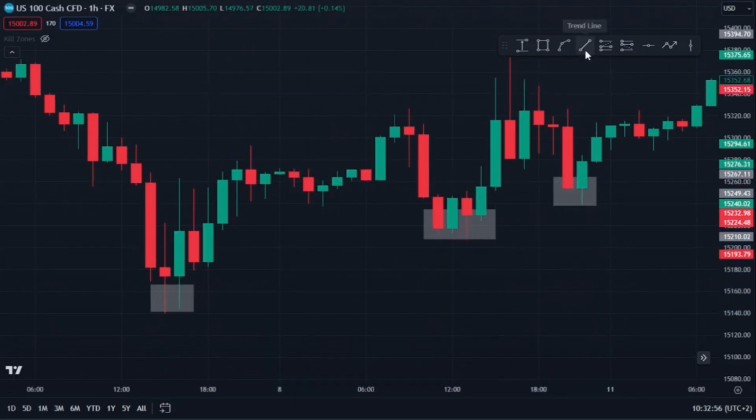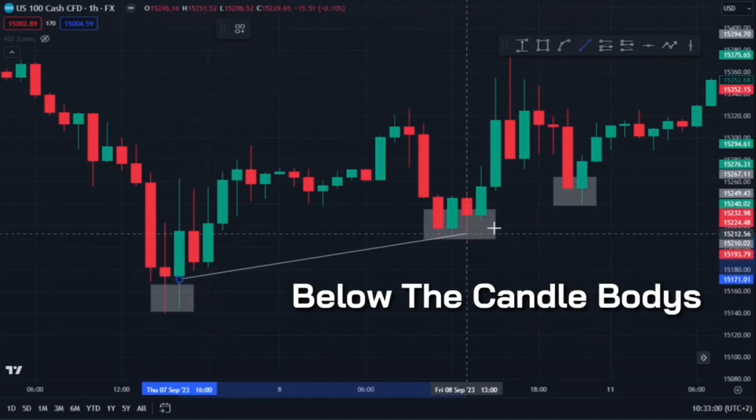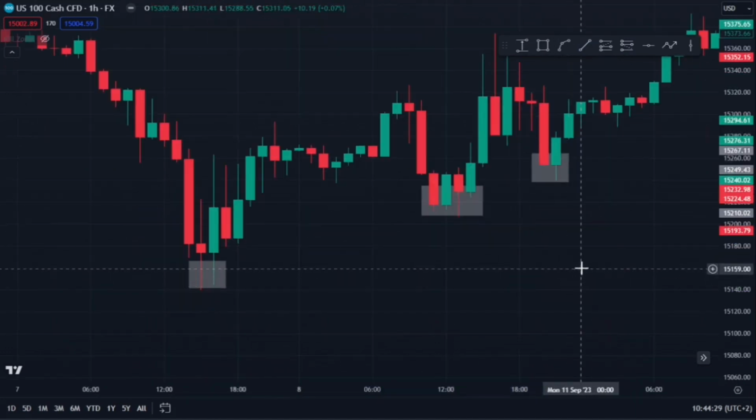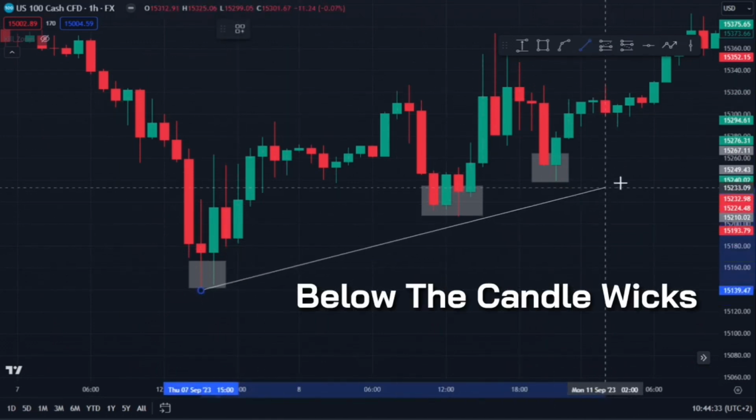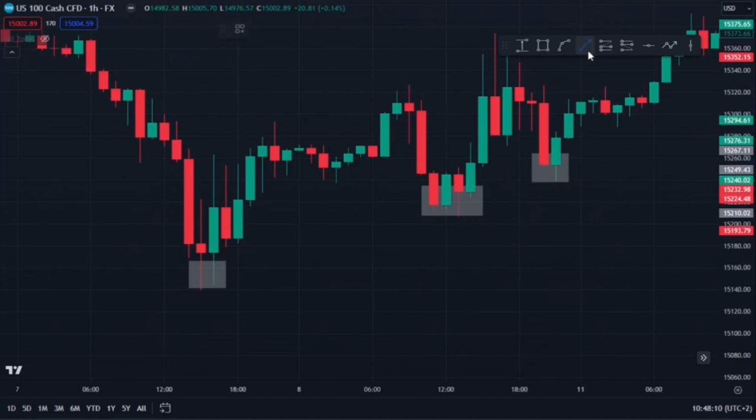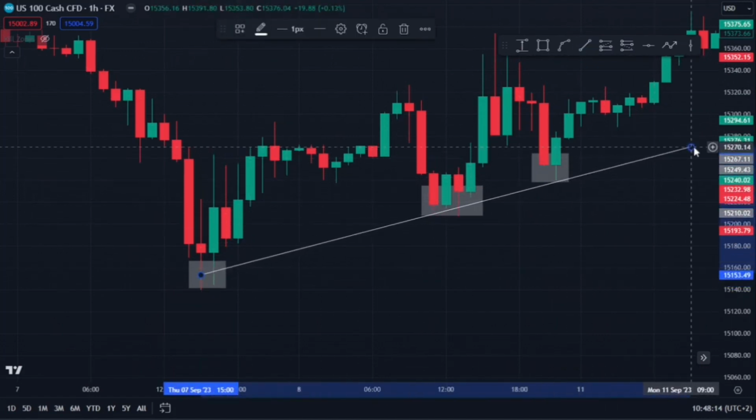Now, there's 2 ways you can plot your trend lines. The first method is by plotting your trend line directly beneath the bodies of the candles. The second method to plot your trend lines is by plotting it directly beneath the lower wicks of the candles. Personally, I use a mixture of both. Ideally, I want the gradient of the trend line to be nice and smooth.